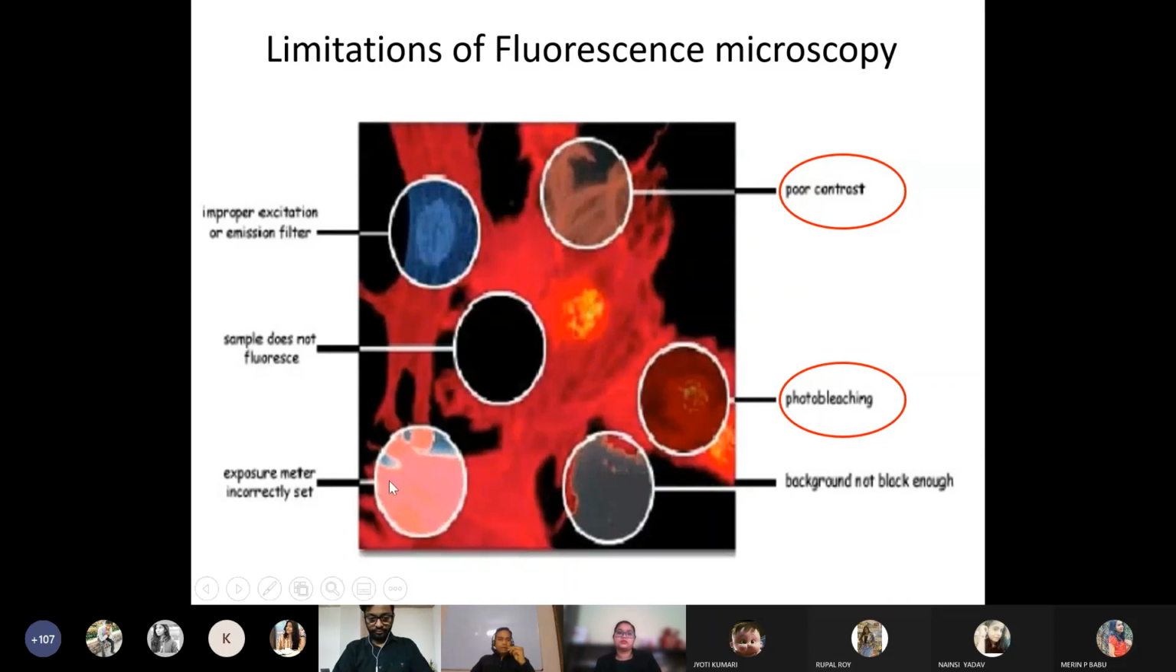And there are other things which may be a human error or the instrumental error, but these two, poor contrast and photo bleaching, are very, very inherent with the fluorescence microscopy. The others are improper excitation or emission filter, sample does not fluoresce, exposure meter incorrectly set, background not clear, background is not black enough. So all these things can be managed, but not these two. So what to do about it?